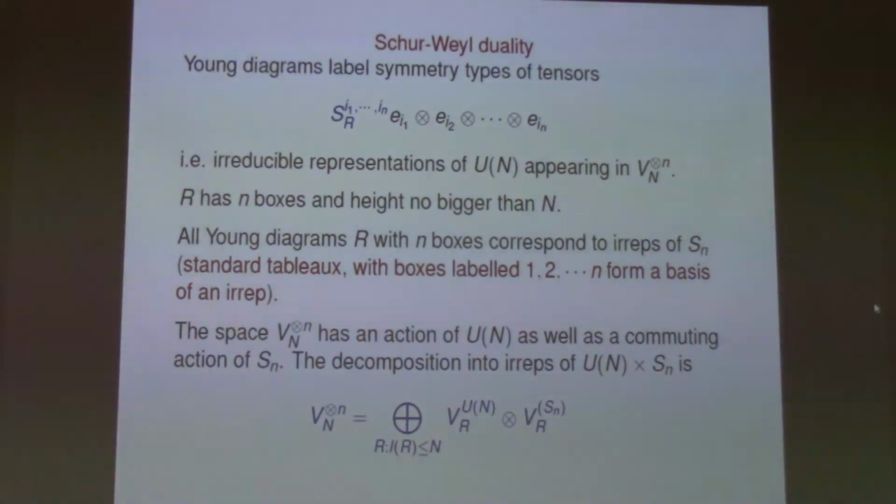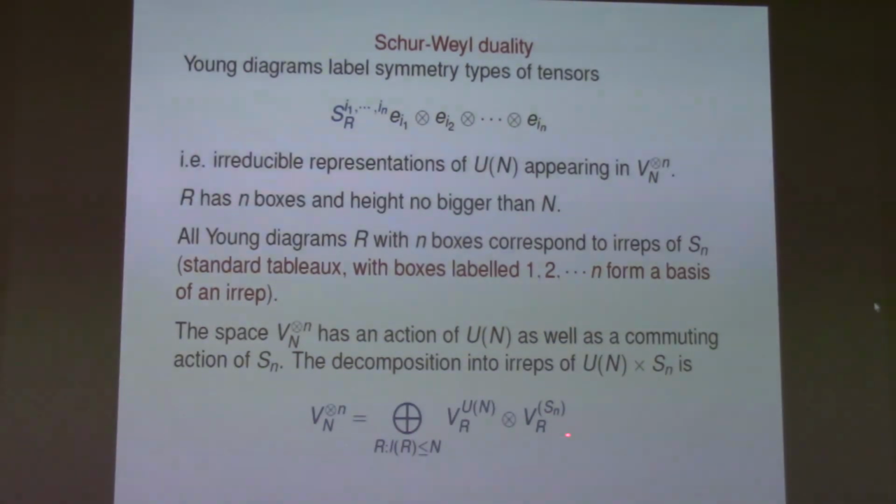Schur-Weil duality takes advantage of the fact that Young diagrams have another dual role. If you have a Young diagram with n boxes, you can fill in the boxes according to certain rules, defining standard tableaux with numbers labeled from 1 to little n, and these form a basis for an irrep of Sn. So the same object, a Young diagram with n boxes, corresponds to a symmetry type for a U(N) representation, and it corresponds to an irrep of Sn. And the precise general statement of Schur-Weil duality is that if I take this tensor product here and decompose it into U(N) and Sn simultaneously, I have a very simple decomposition.